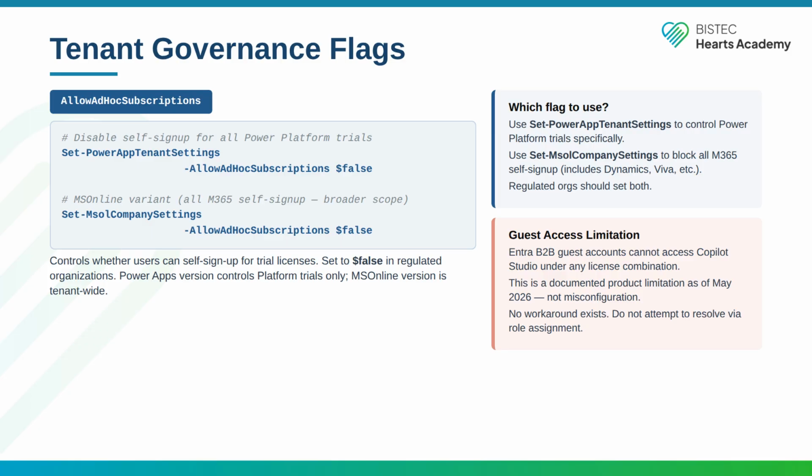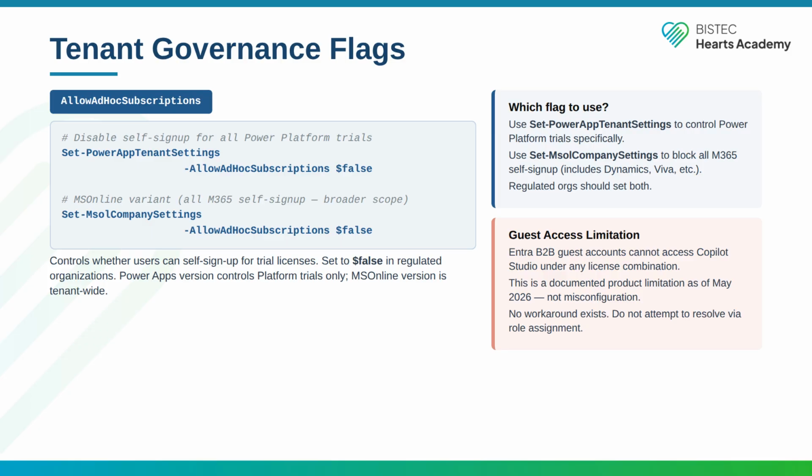There are 2 PowerShell modules with similar flag names, and the distinction matters. Set-PowerAppTenantSettings with allow ad hoc subscriptions set to false controls Power Platform trial self-sign-up only. Set-MsolCompanySettings with allow ad hoc subscriptions set to false applies to all Microsoft 365 self-sign-up, a broader and more restrictive scope.